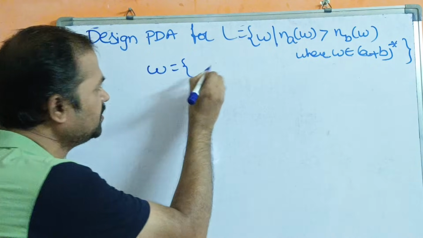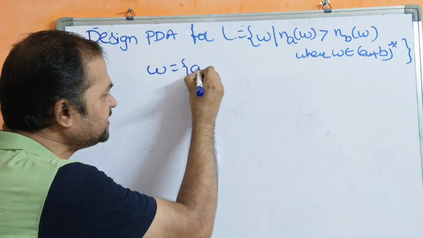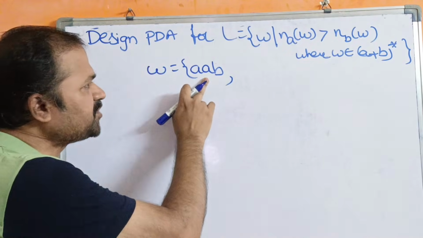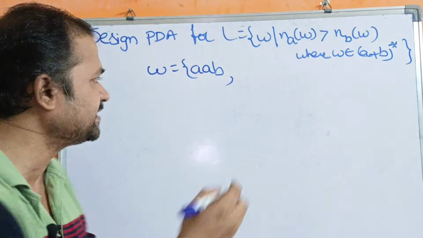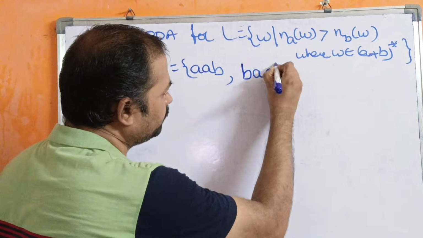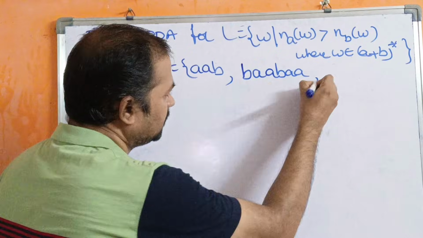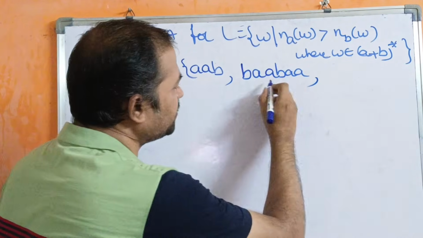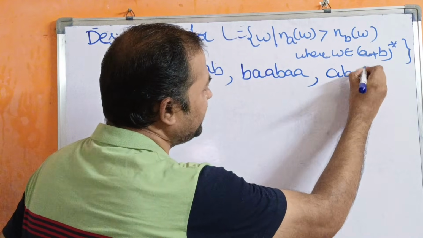W is such that the number of A's must be greater than the number of B's. So take the string AAB. In this string A's are 2, B's are 1. So 2 is greater than 1. Let us have one more string. In this string the number of A's is 4 and the number of B's is 2. So likewise we can have n number of strings.